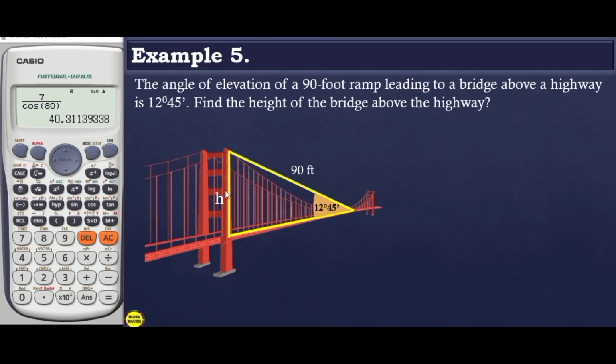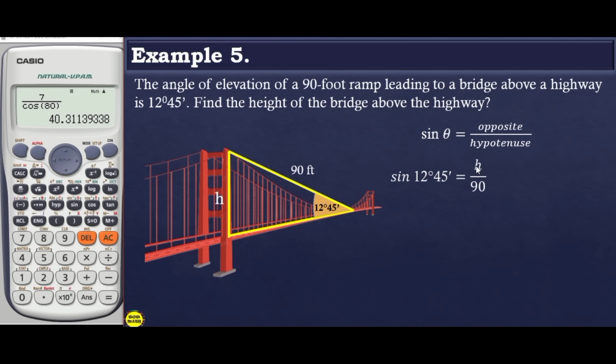Ang given natin ay opposite and then given po ito. So, ano pong ratio ang gagamitin natin? Opposite and then given yung hypotenuse. So, that is sine po ang gagamitin natin kasi opposite and then the hypotenuse. So, substitute natin. So, your sine theta, given yung angle natin, ito po siya. And then, your opposite is h. So, nirepresent natin yung height as h.